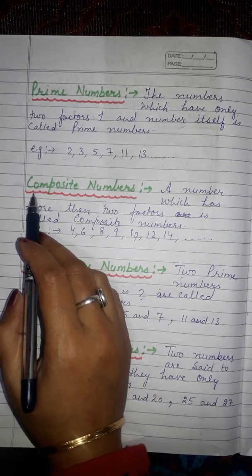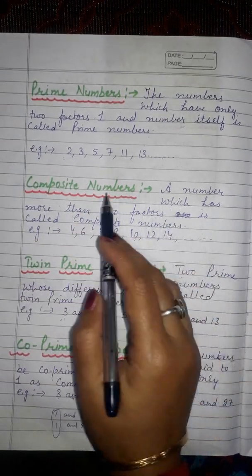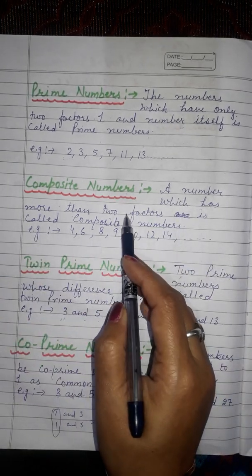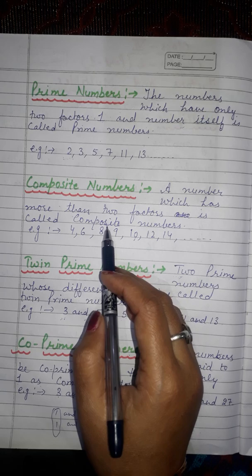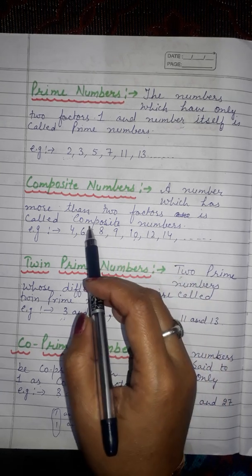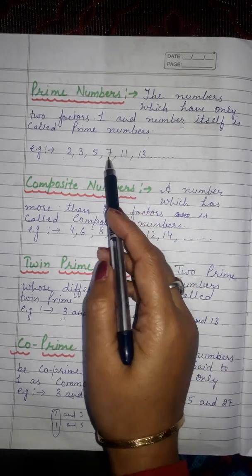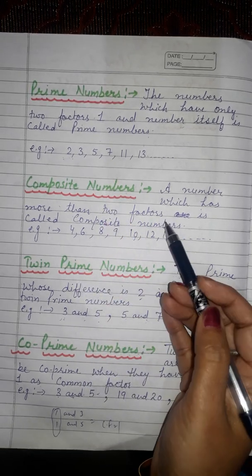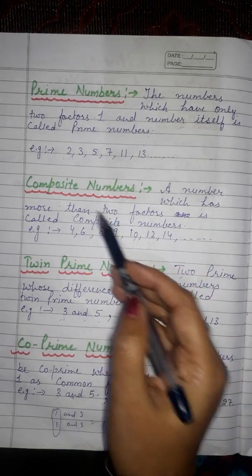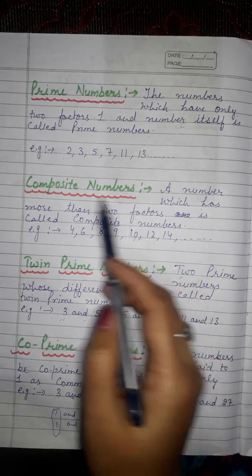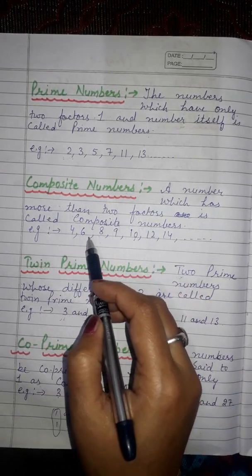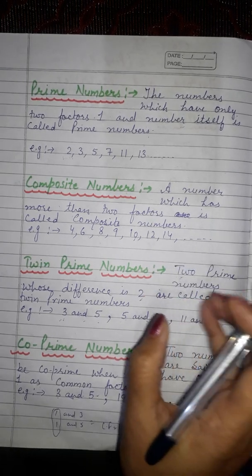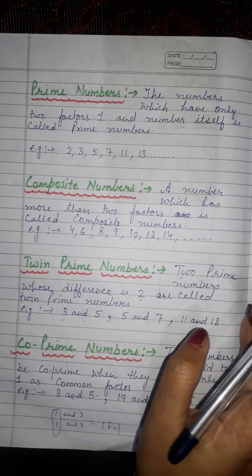Okay, the next is composite numbers. So what are composite numbers? A number which has more than two factors is called a composite number. A number which has two factors will be prime, but a number which has more than two factors will be a composite number. These are composite numbers: 4, 6, 8, 9, 10, 12, 14 and so on. There are so many more composite numbers.